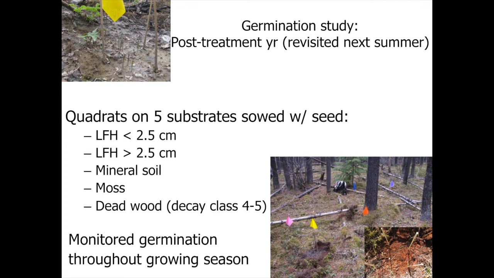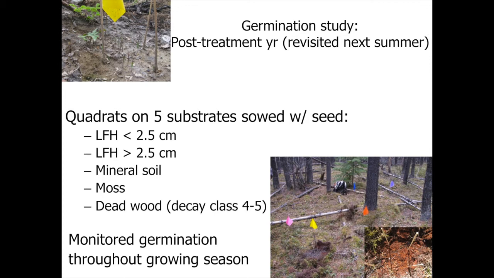So what about the other substrates that are out there? I looked at 5 different substrates. I looked at a shallow litter, LFH layer. I looked at a deeper LFH layer. As well, I looked at mineral soil. We know that's going to be a pretty good place to germinate, as well as very decayed dead wood. Another one that we know can be quite good for germination, although it also has the potential to dry out, and so over the longer term, the seedlings may not survive as well. And then, of course, the moss.